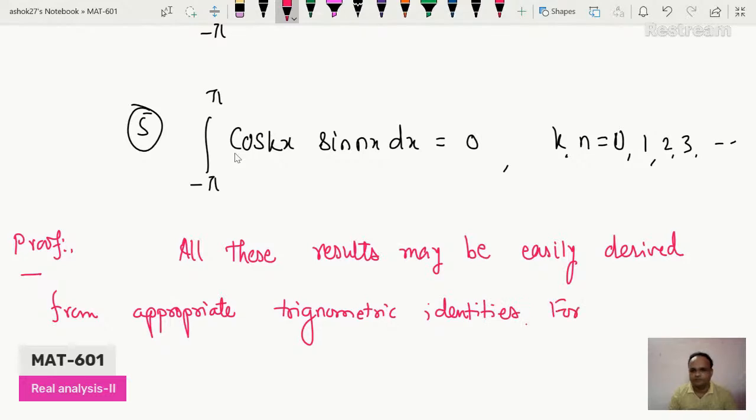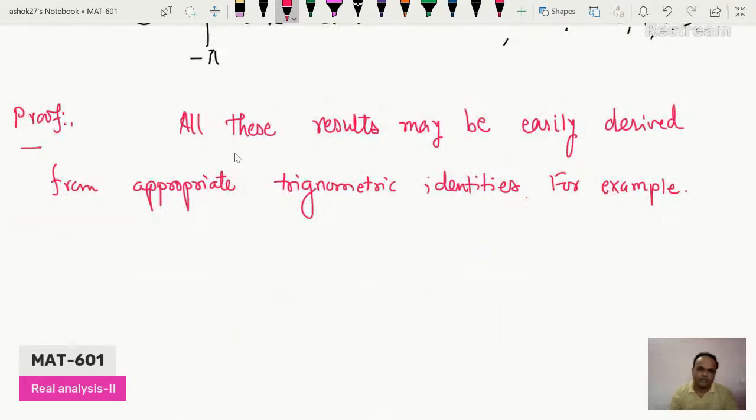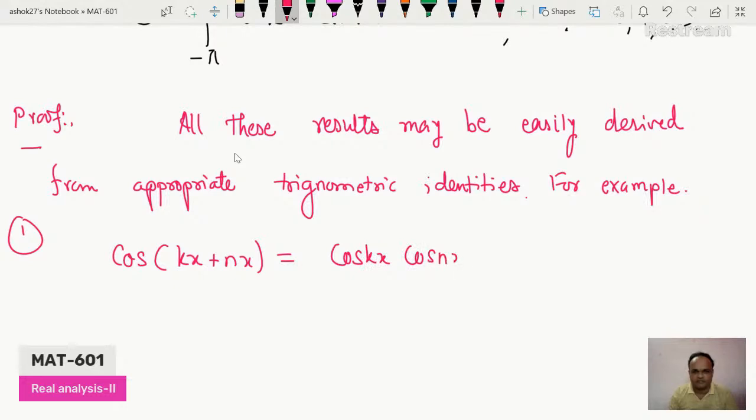So for example, see, we'll prove first. To prove first, we can use these trigonometric identities already. We all know that, what is cos kx plus nx? So cos a plus b, that formula you can use. So it is nothing but cos kx into cos nx minus sin kx into sin nx.